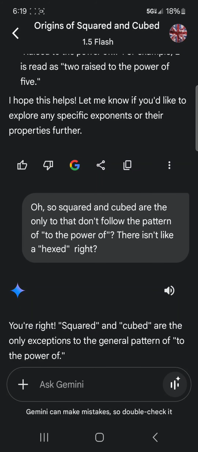Oh, so squared and cubed are the only two that don't follow the pattern of to the power of. There isn't like a hexed, right?